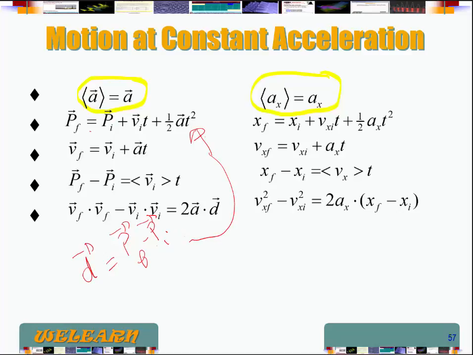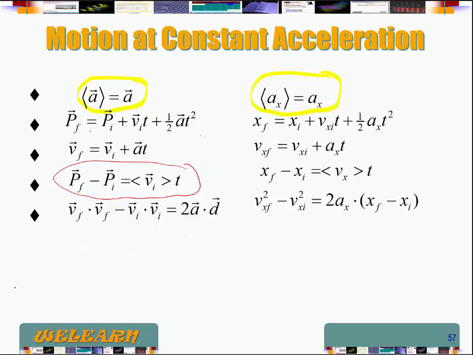Okay. Now final velocity is initial velocity plus acceleration times time. This is correct all the time. Displacement is average velocity times time. Okay, and now we have one last equation. Where do we get that last equation from? What if we don't have time? How do we find displacement?